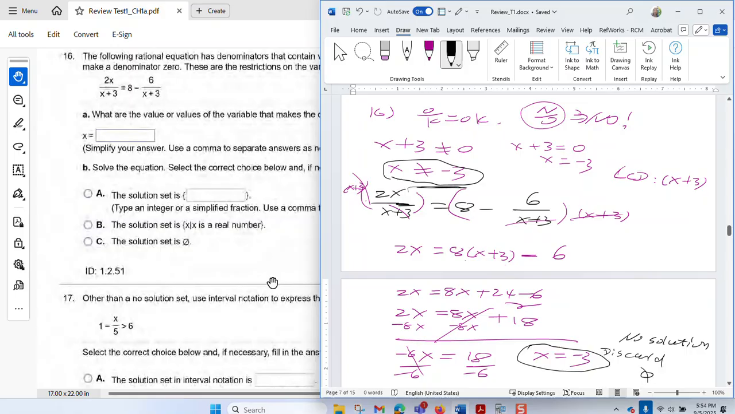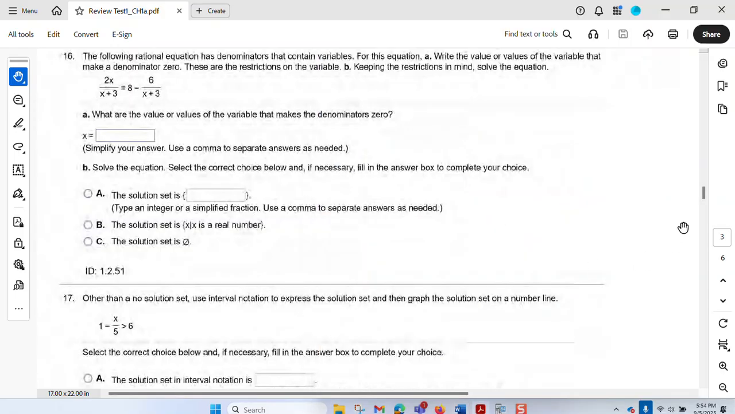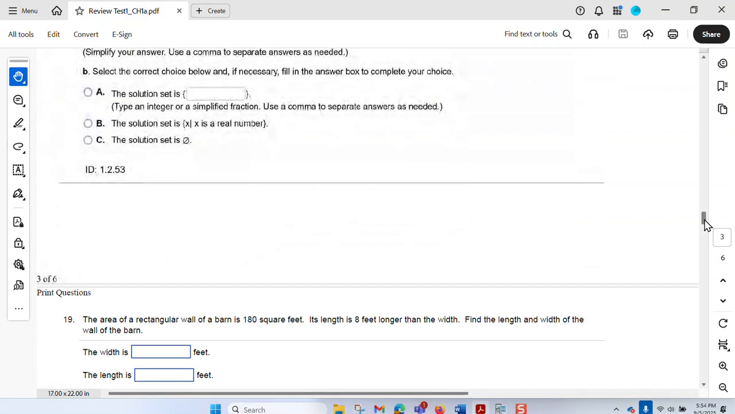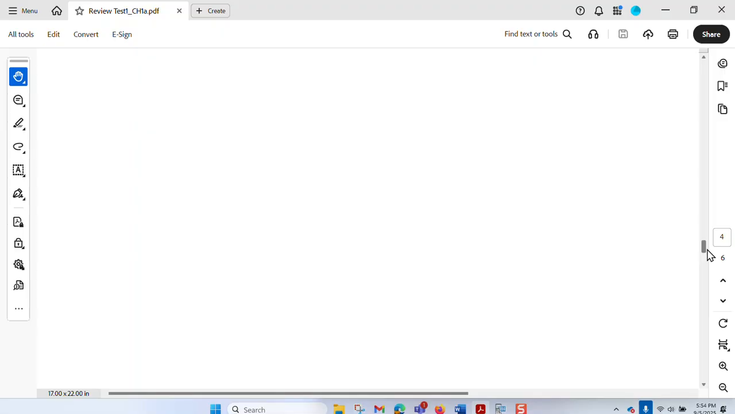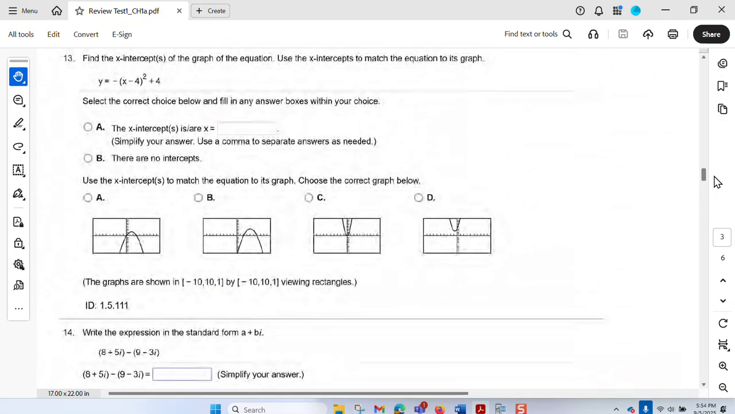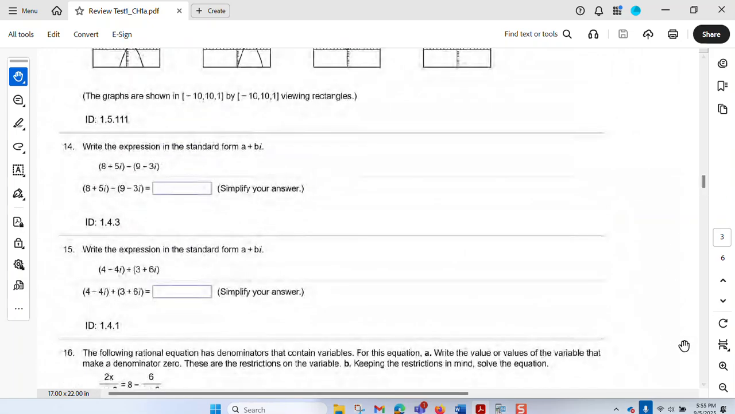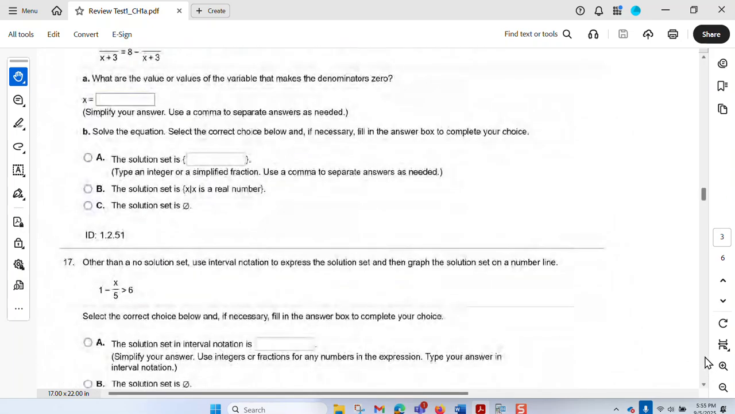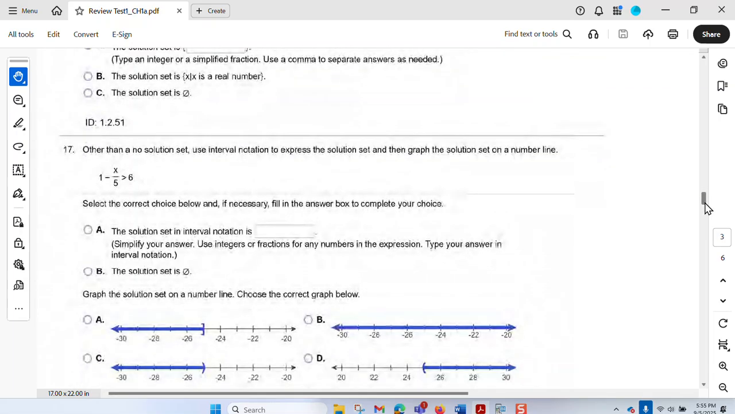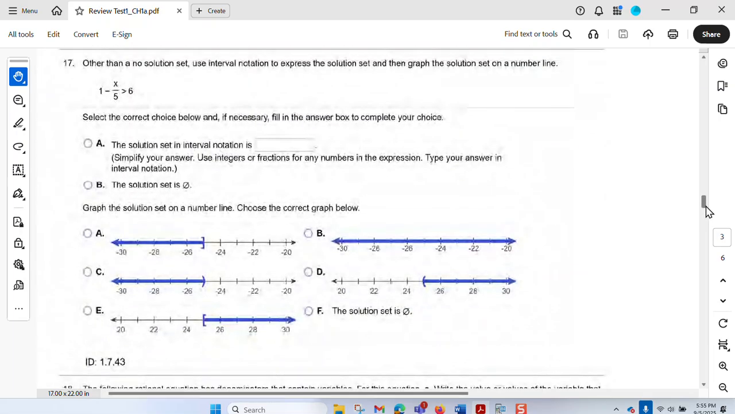We actually have only 3 more questions. Okay, the rest will be the answer. All right, we only have 3 more questions there. Okay, number 17. We're going to solve this one right here and then graph that. All right, so how do we solve this one?